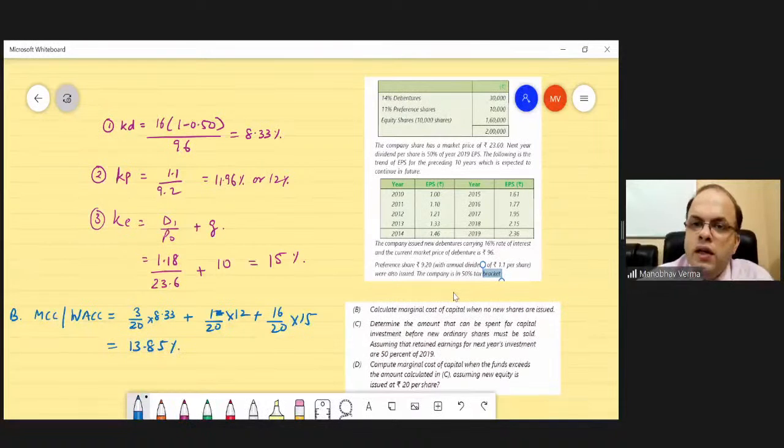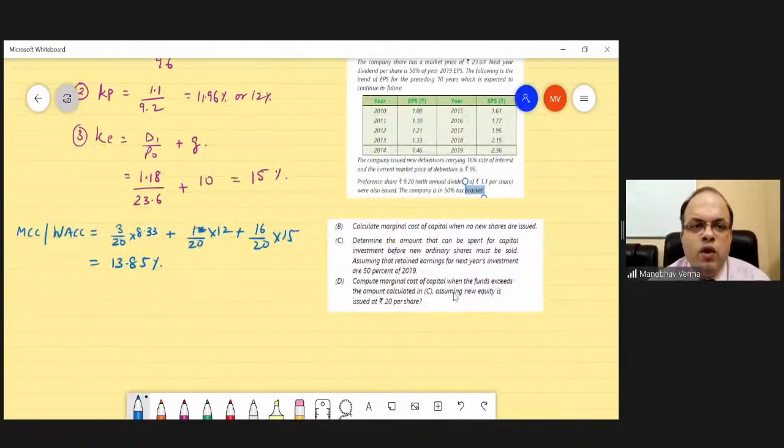Just double check the calculations, guys. Is everyone on the same page? So Arihan says 13.85. So is Anand, Anushka, Srishti. Absolutely correct, guys. Good. Let's look at the next question then.